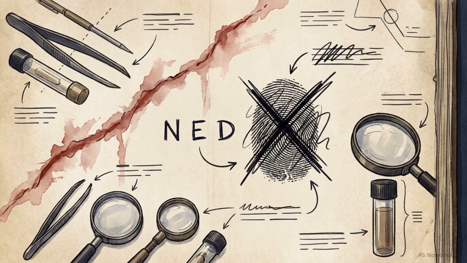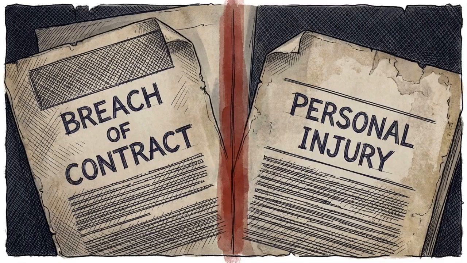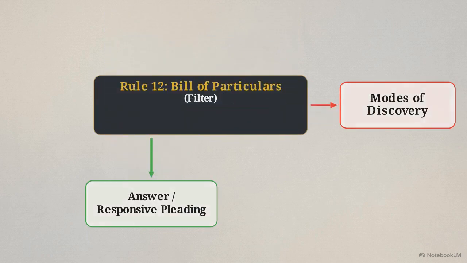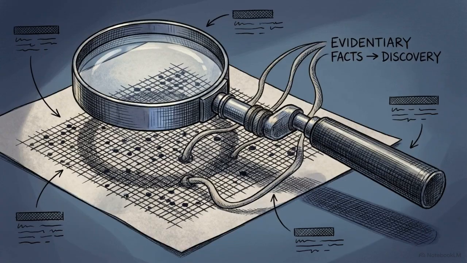However, there is a hard limit. Remember the acronym NED, no evidentiary details. The motion cannot be used to supply material allegations missing from the original claim or to change the cause of action entirely. This marks a critical distinction, the boundary between a bill of particulars and modes of discovery. Rule 12 exclusively targets ultimate facts, the baseline assertions needed to properly frame an answer. If the objective is to secure evidentiary facts for trial, discovery procedures must be utilized instead.